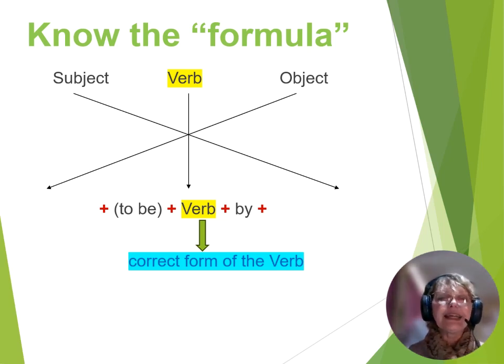You will see that I have a plus there, and then in brackets, to be, plus the verb, plus by, plus. So we're starting with the subject and object that have swapped. We're starting then with the object in the subject's place, plus the correct form of the verb to be, plus the correct form of the verb, plus by, and then the object. So remember this so that you can always get it right.